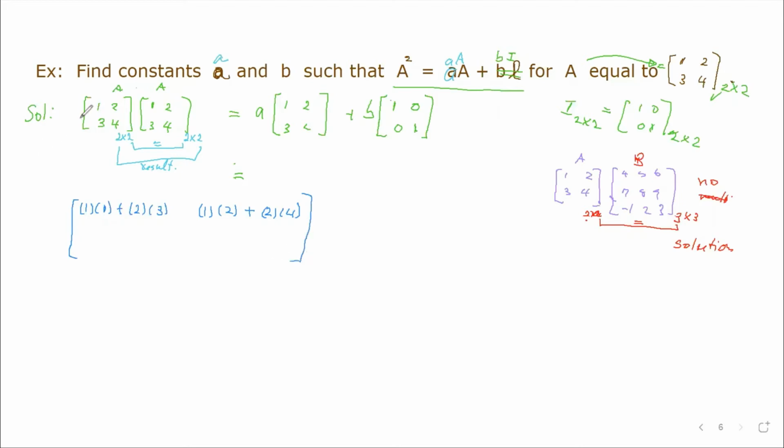Then the second row, 3, 4, times the first column, 1, 3. So it becomes 3 times 1 plus 4 times 3. Now the next element: second row, second column. So 3, 4 and 2, 4. So 3 times 2 plus 4 times 4.